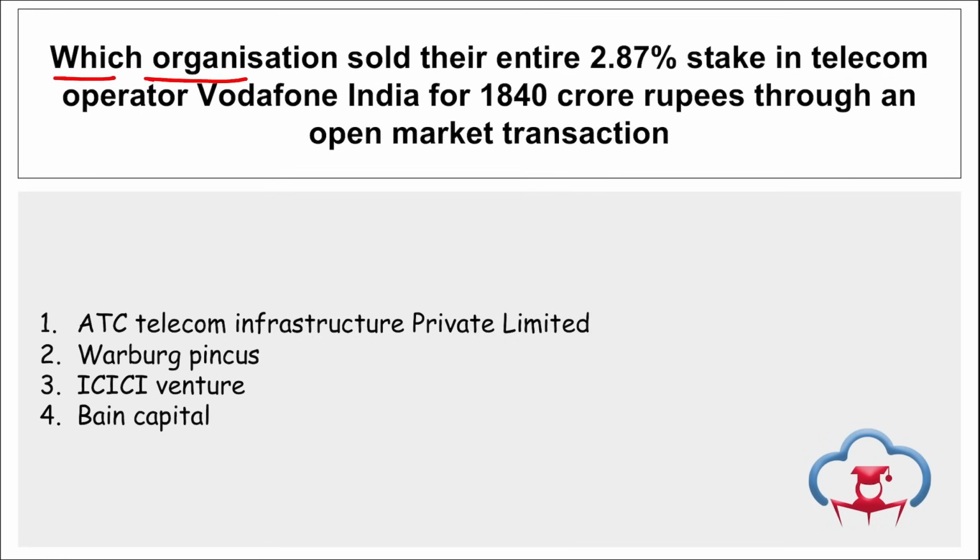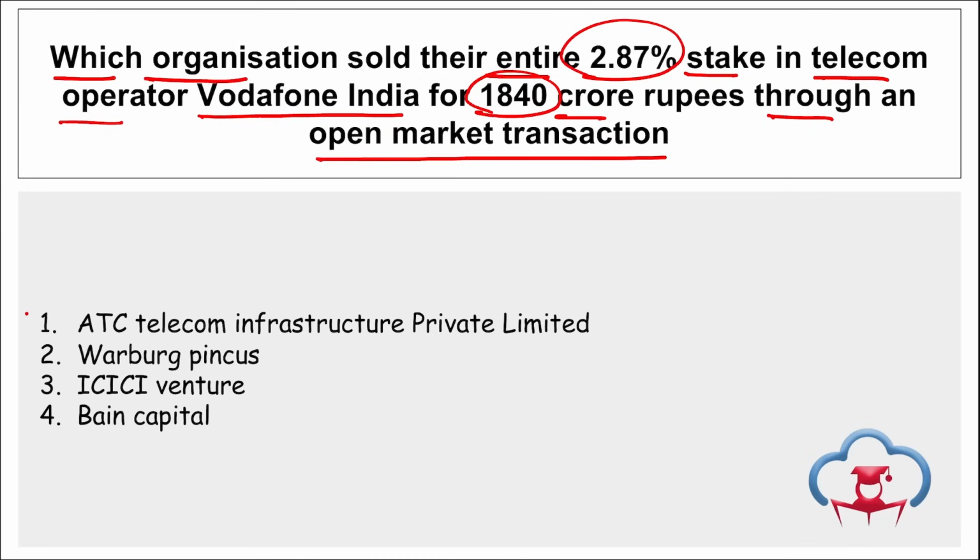Next is, which organization sold their entire 2.87% stake in telecom operator Vodafone India for 1840 crore rupees through an open market transaction? It is ATC Telecom Infrastructure Private Limited. Right, they sold their entire 2.87% stake for 1840 crore rupees through an open market transaction, and the shares were disposed at an average price of 12.78 rupees per share, and the total shares disposed here were 144 crore shares. Right, take a note of this.